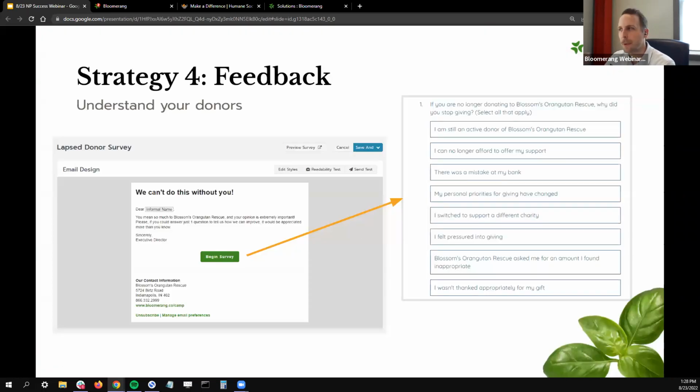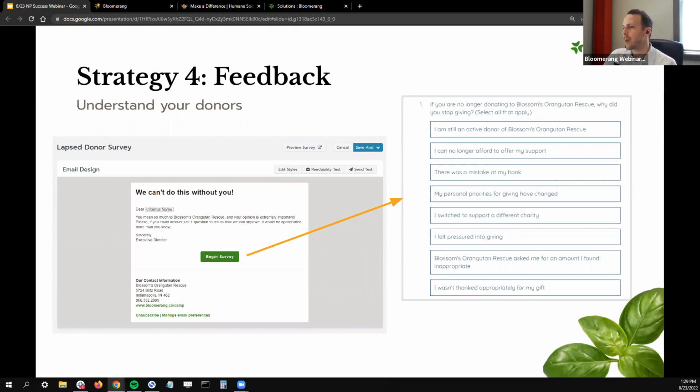A great example is in Bloomerang, we have these engagement surveys. I'm going to show this off here in a second. These get sent out automatically based on where a donor is in their life cycle. So there's a new donor survey, an existing one, and a lapsed donor survey. Here's a lapsed donor survey. It gets sent out to donors who gave once and then never gave again after a year passed.